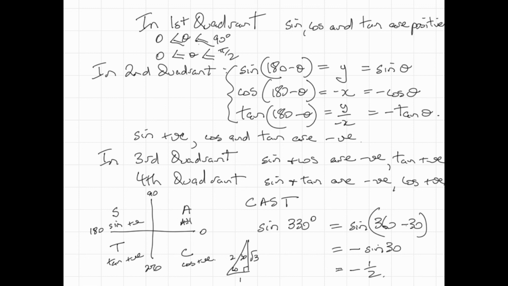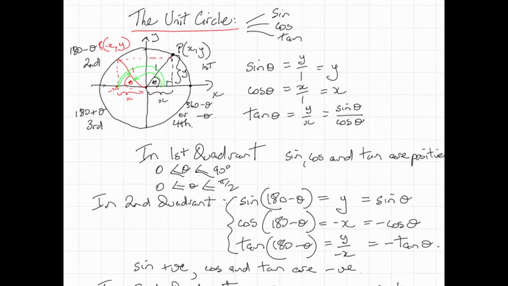Alright, so you need to be able to work in all four quadrants, so you can have sine, cos and tan of any size angle. And you need to remember CAST, you need to remember the unit circle, and this is most important that you remember the sine is equal to the y, cos is equal to the x, the tan is equal to y over x, which is sine over cos.